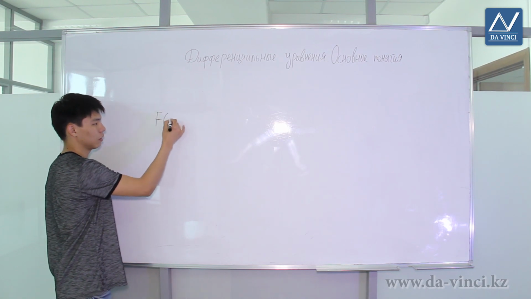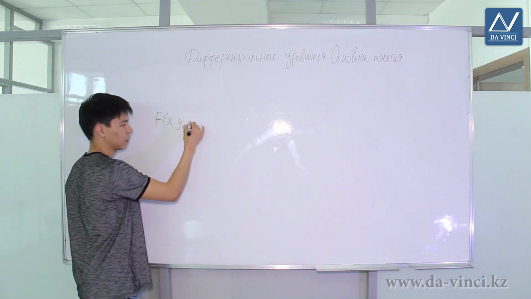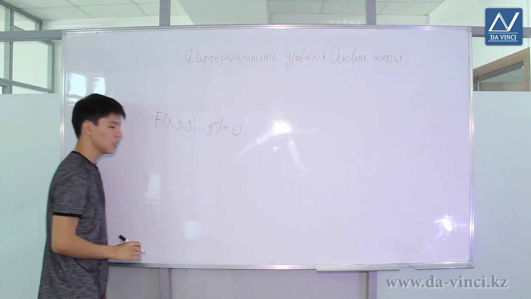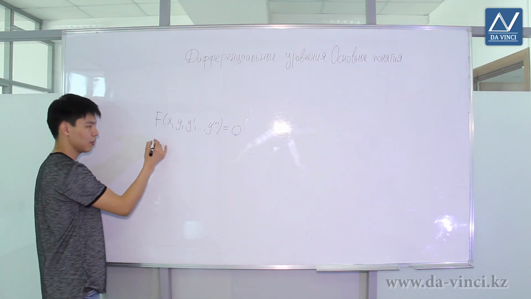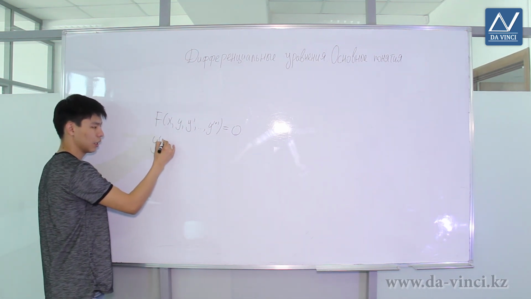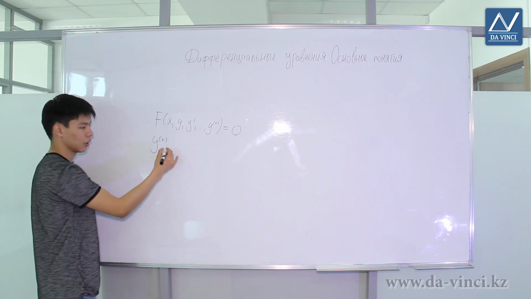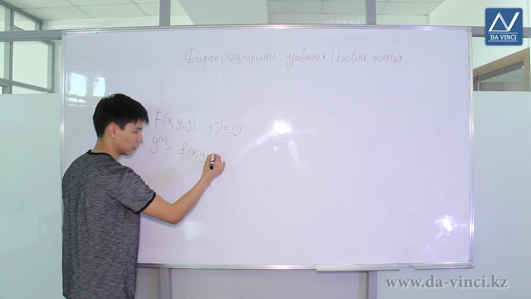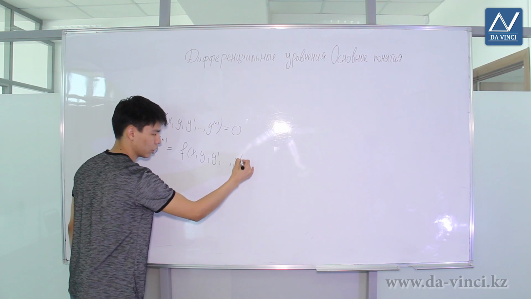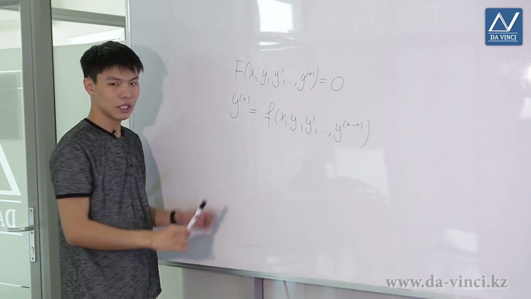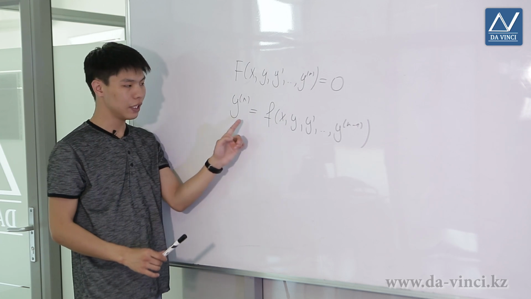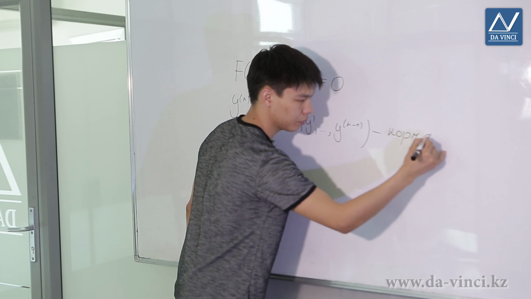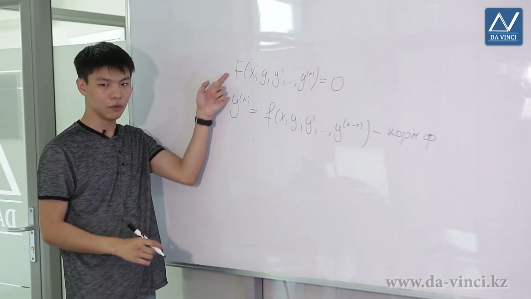Let's consider some differential equation. In general, f of x, y', and so on, up to y^(n), is equal to 0. If we can express y^(n) from this equation and represent it in the form where the nth derivative, that is, the highest derivative, equals f of x, y', and so on, up to the (n-1)th derivative, then we can say that the differential equation is given in normal form. We will solve equations both in this form and in the general form.